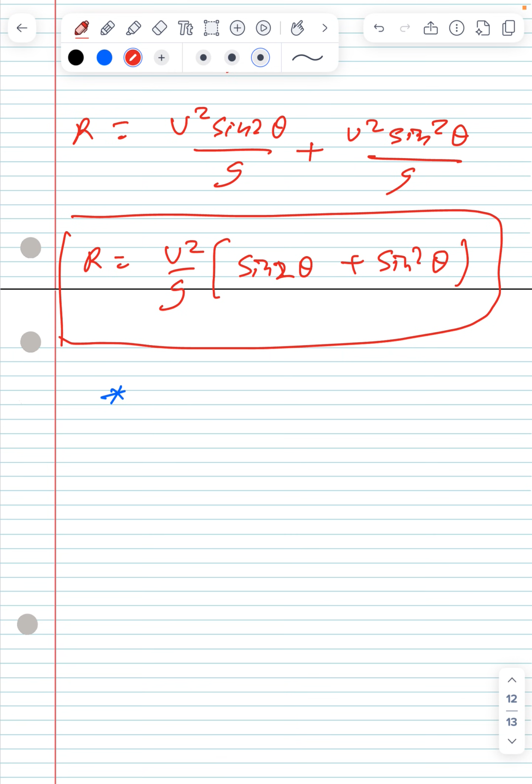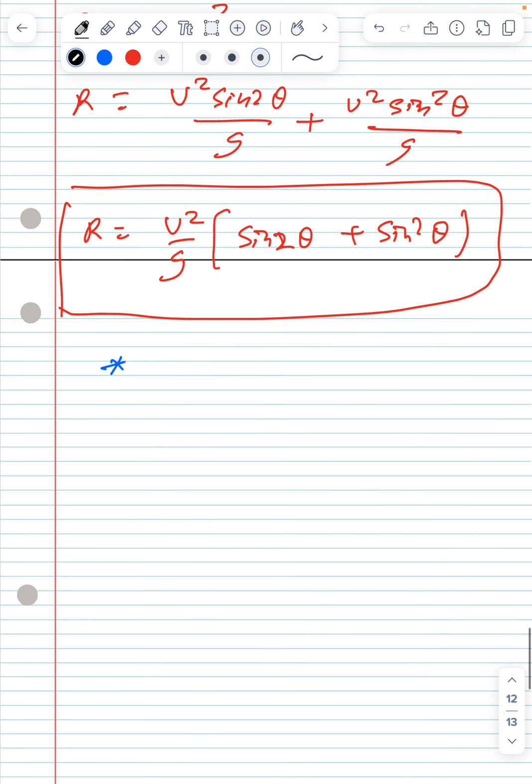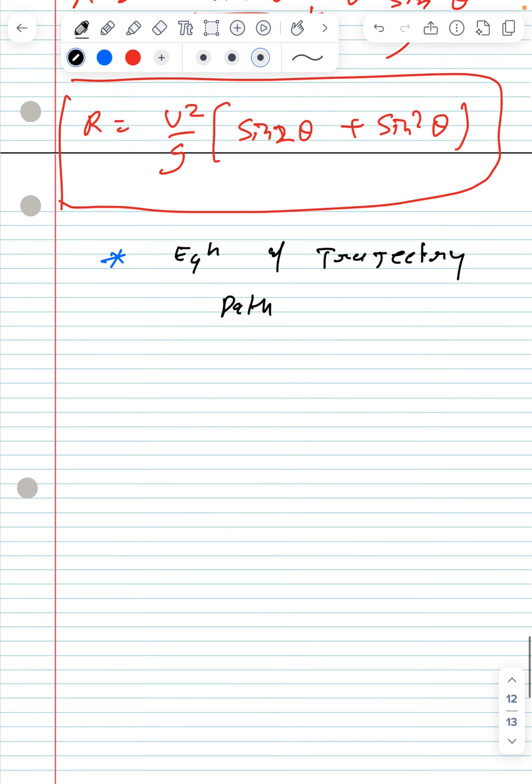And u²/g is a common factor, so R = u²/g (sin 2θ + sin²θ). This is the value of the range on the horizontal, right? And similarly, other factors can be calculated.